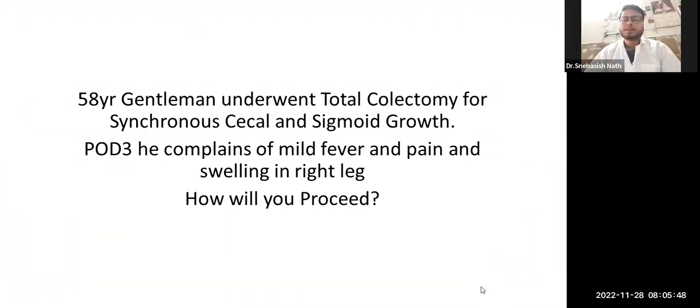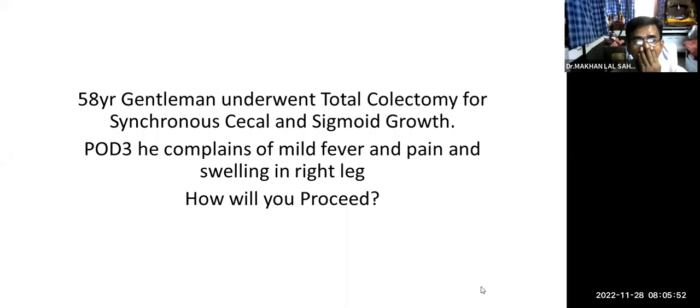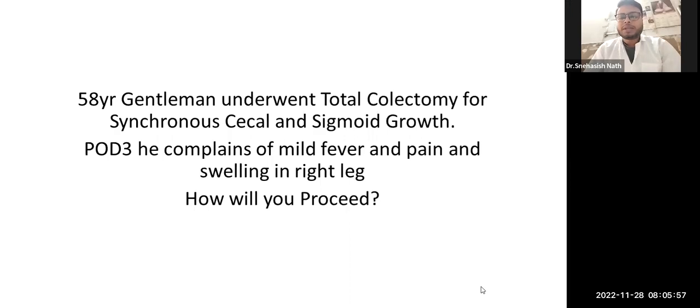Yes, sir. Shall I start? Okay, sir. Good morning, everyone, and my respected teachers. This is a 58-year-old gentleman who underwent total colectomy for synchronous sickle and sigmoid growth. On postoperative day 3, he complains of mild fever and pain and swelling in the right leg. How will you proceed for this case?